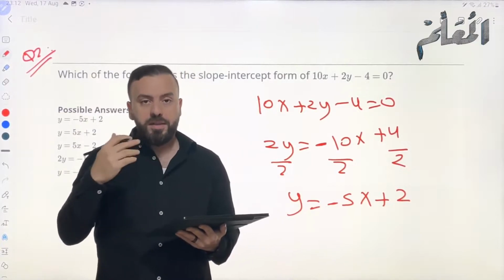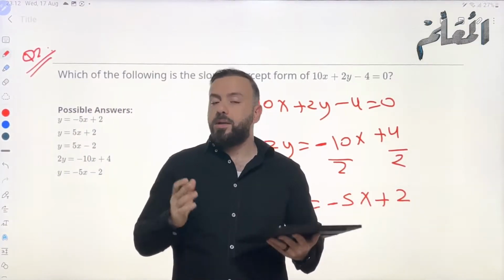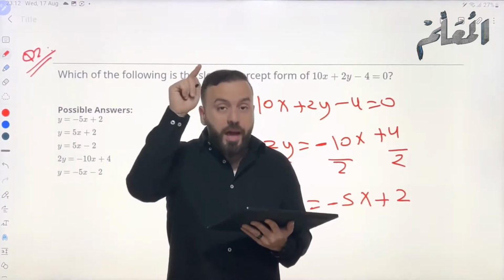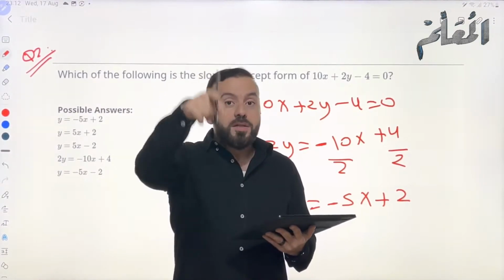Always try, this is an advice, in M1, not always to use the calculator. Try to do the manual questions by hand, and I believe you can do it, okay? See you in question 3.